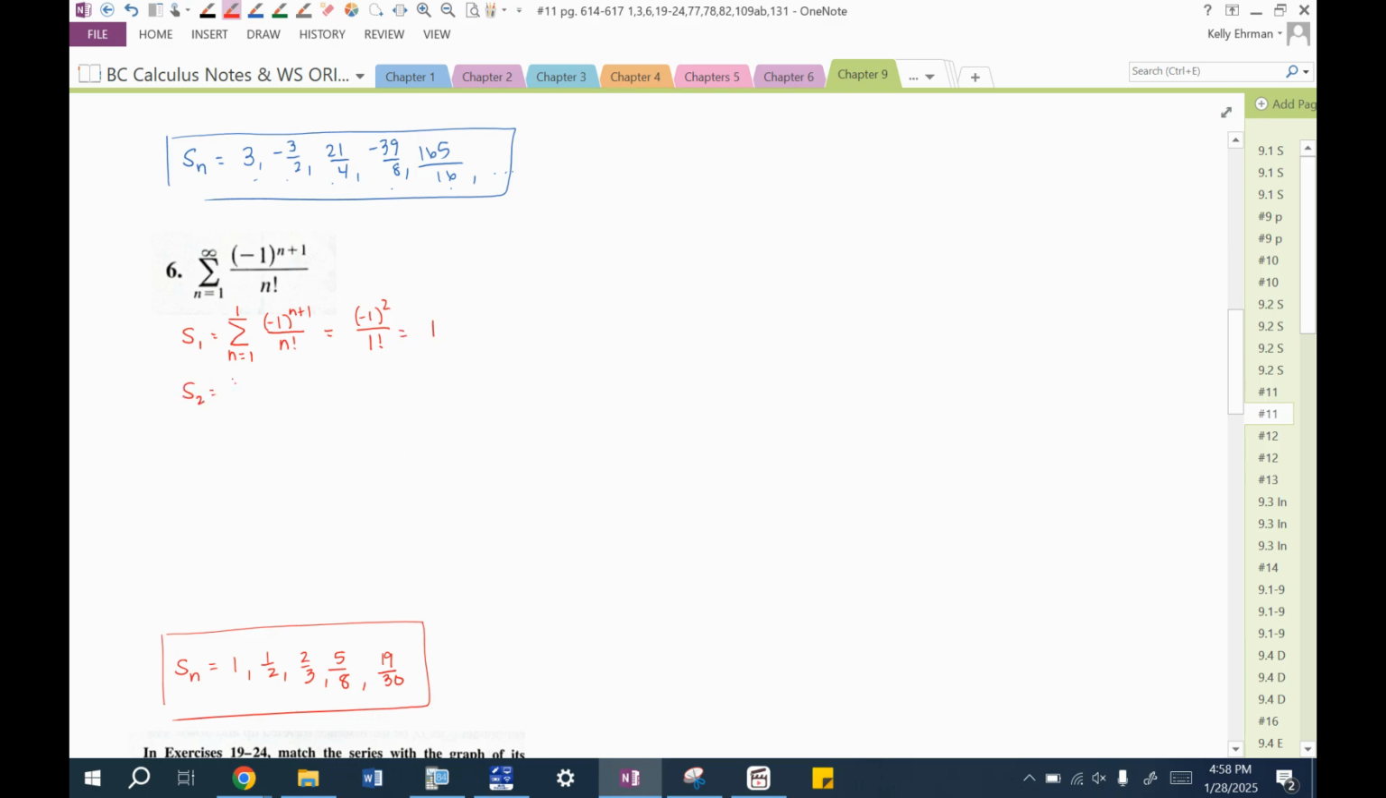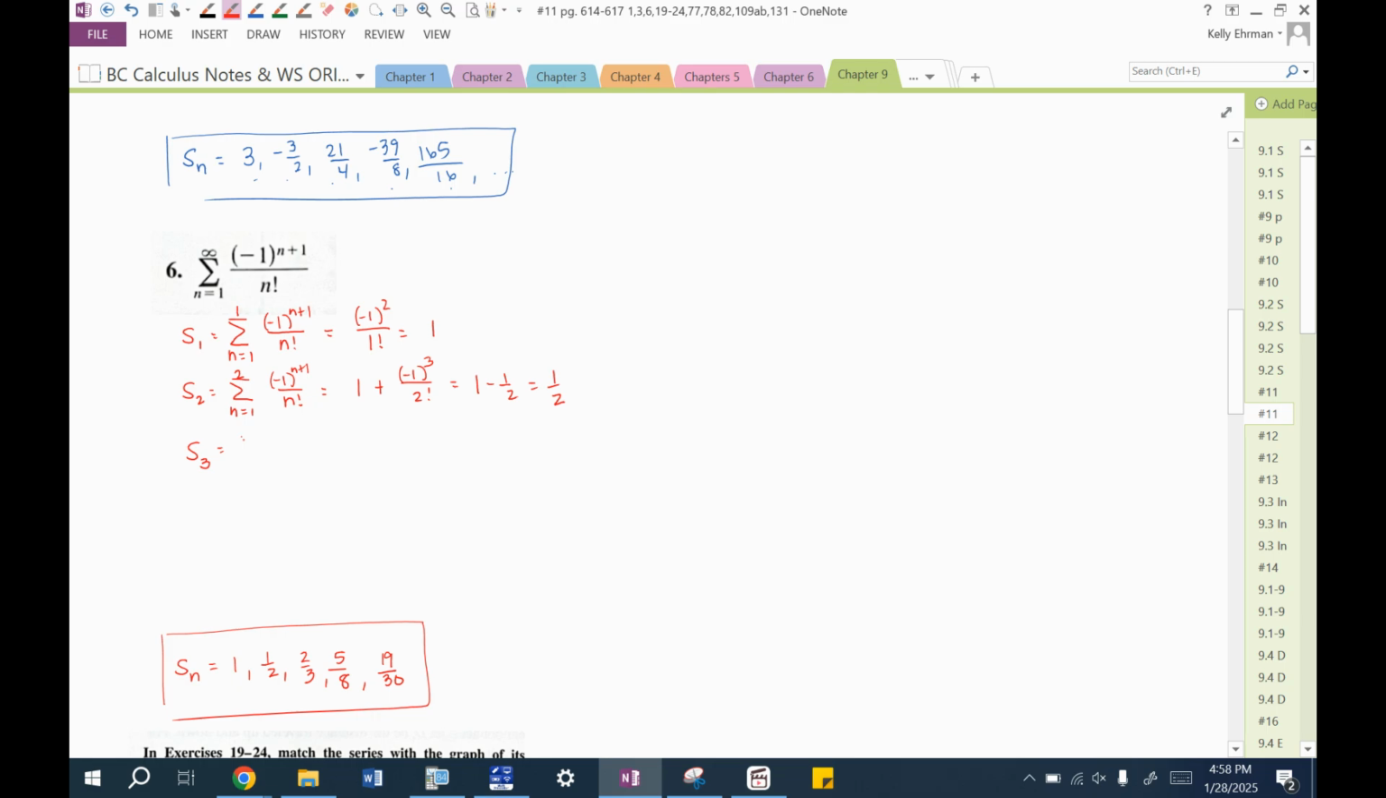The second partial sum would be the sum from the first term to the second term of negative 1 to the n plus 1 over n factorial. So that's the previous one you just got plus the second term. So negative 1 to the third over 2 factorial. That's 1 minus 1/2, which is 1/2.